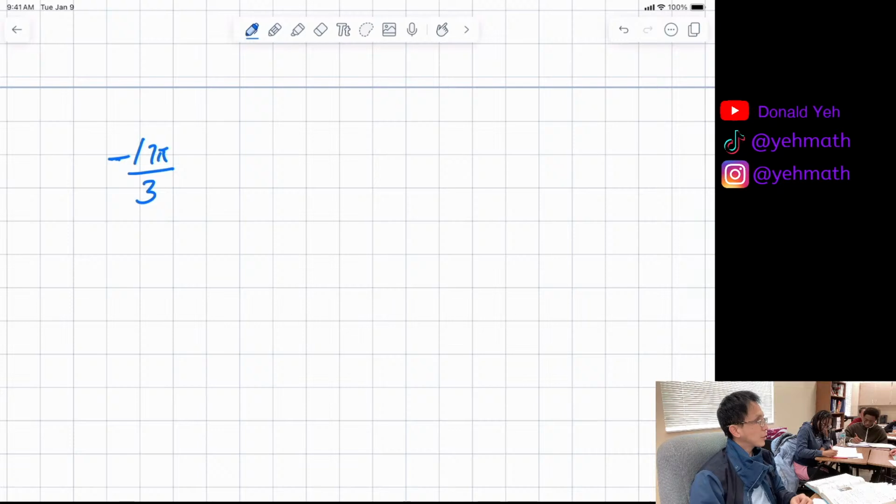Andrew, which quadrant is it? 4. Julia, which quadrant is it? 3rd? Emerson? Yeah. Eden. Okay.